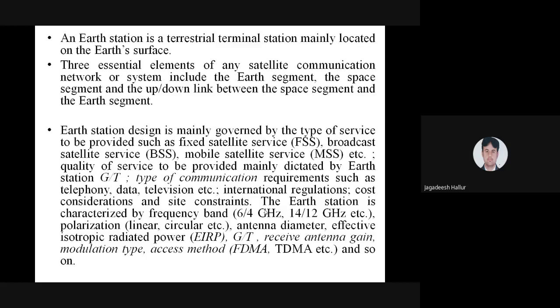Access methods. We have seen FDMA, that is frequency division multiple access, time division multiple access, etc. Nowadays we are accessing mostly through TDMA and CDMA. With exact timing and this code we are accessing the network. That is access method, FDMA, TDMA, CDMA, and so on. This is the introduction of the Earth station.